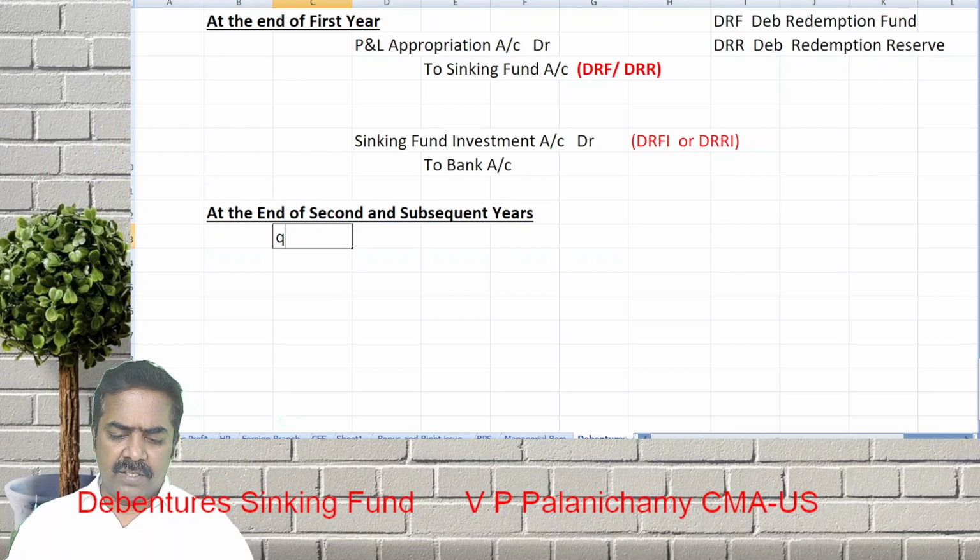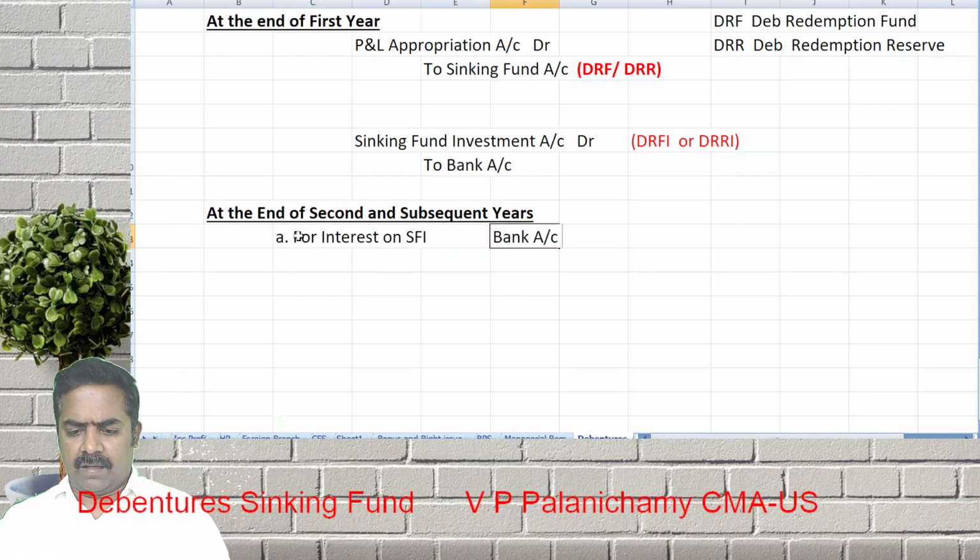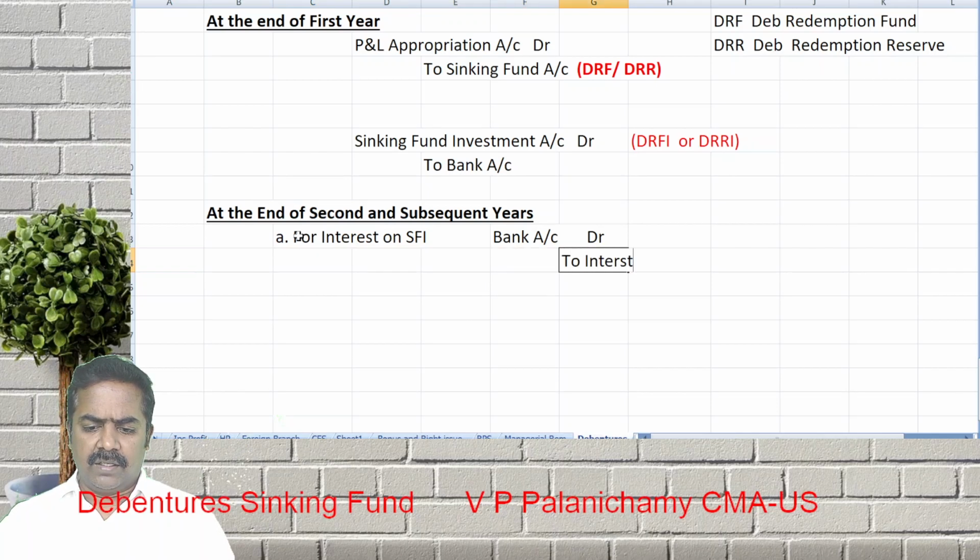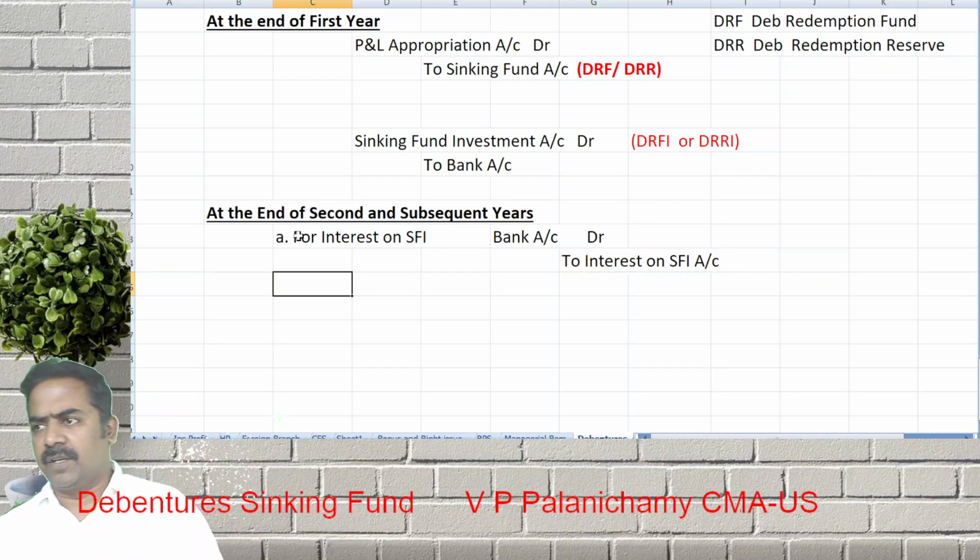In the second year, what will you get? Interest on sinking fund investments. What entry will you pass? Bank account debtor to interest on SFI, that is, interest on sinking fund investment account.